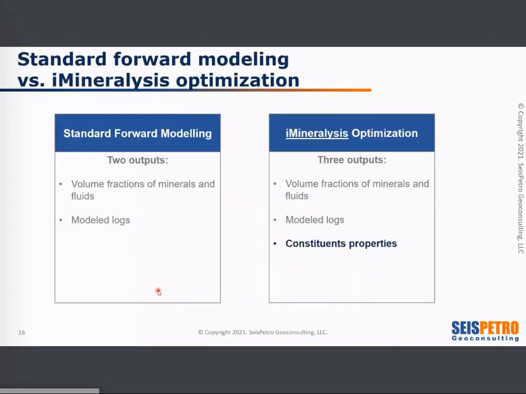So for the standard forward modeling, you get two outputs: the volume fraction of minerals and fluids, and the model logs. And for the iMineralysis optimization, you actually get three different outputs: the volume fraction of minerals and fluids, the model logs, and the constituent properties.